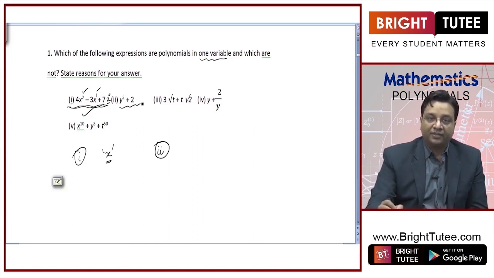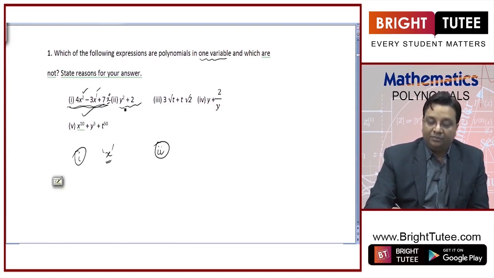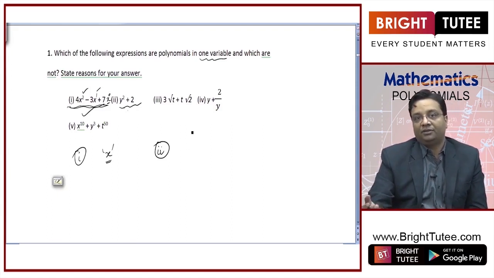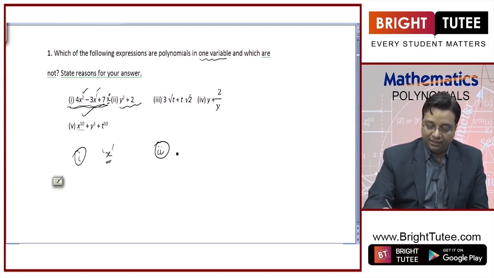Now look at this one. It has only one variable, that is y, and is it a polynomial? Yes, because it has non-negative integral powers of y. So yes, it is a polynomial in one variable. Okay, this is also a polynomial in one variable.